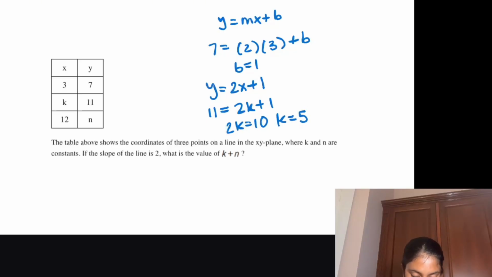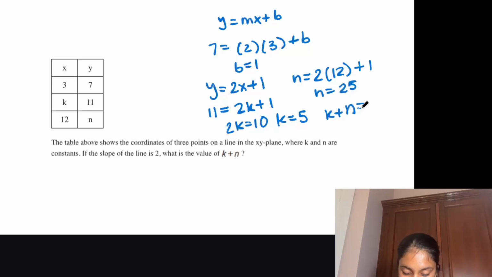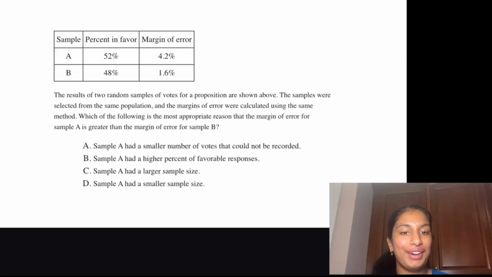And then for the other one, I know that n is going to equal 2 times 12 plus 1. Again, this is literally just plugging in. And n equals 25. And then when I do k plus n, that is 25 plus 5, and that is going to give me 30. All right, so moving on to the next question.